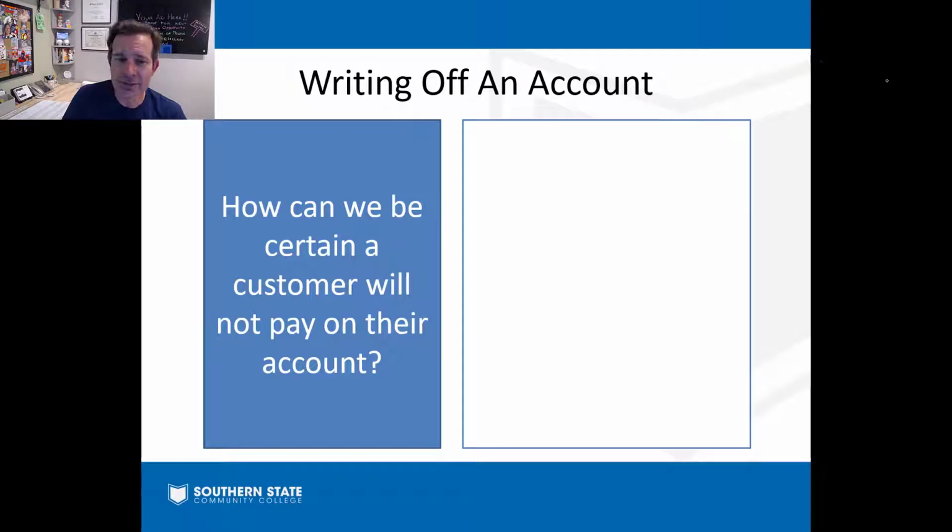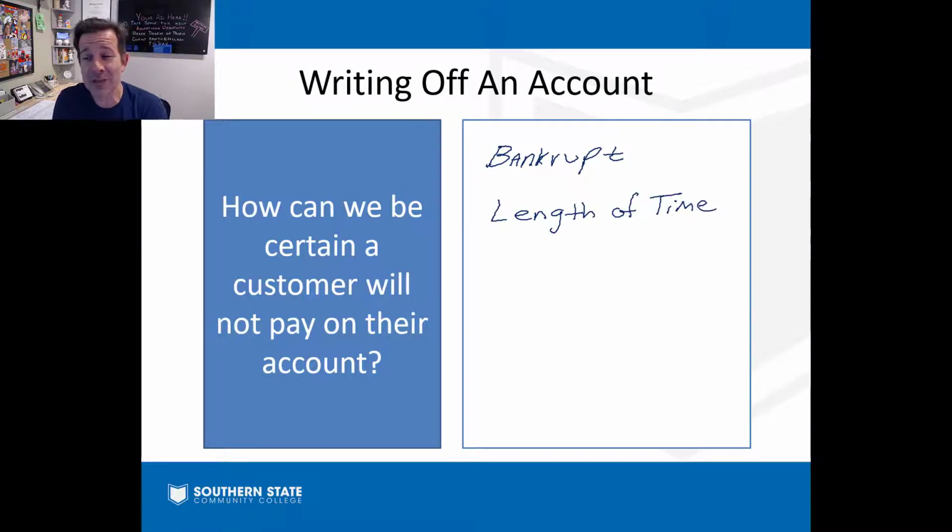Maybe it's a scenario where the customer has gone bankrupt. The customer declared bankruptcy, all right? Maybe they're out of business. You know they're not going to be paying at that point, so you can write them off. Maybe the debt has been outstanding for so long that now we're certain they're not going to pay us back. Maybe they were supposed to pay us in 30 days, and now we're two years down the road, three years down the road, and we're just giving up. We're certain they're not going to pay.